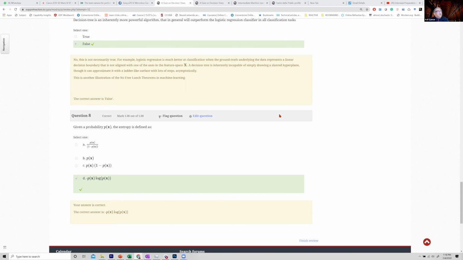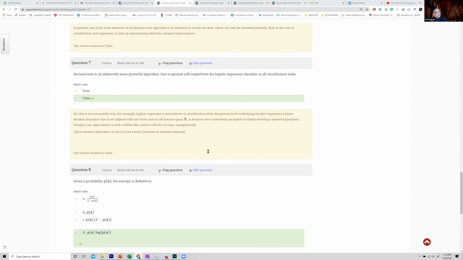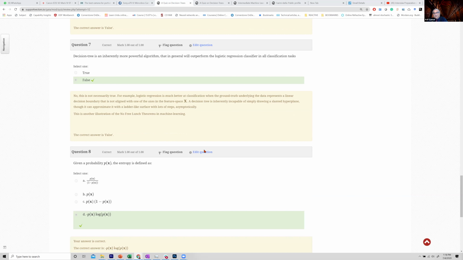Yeah. Okay. Yes. The thing is, this question, that decision tree is inherently more powerful, that in general it will outperform logistic regression. I hope I don't need to explain anymore. We saw that it's not true. If your decision boundary is a hyperplane at a slant, decision tree will never outperform a simple logistic regression. And it again goes back to our no free lunch theorem.